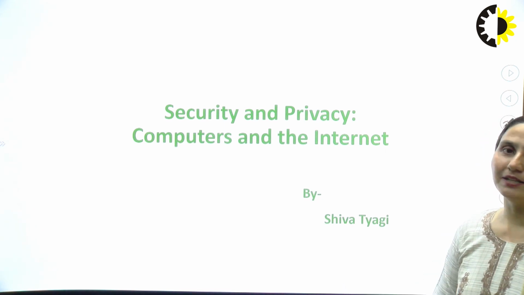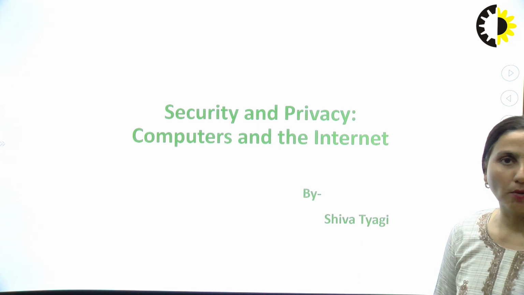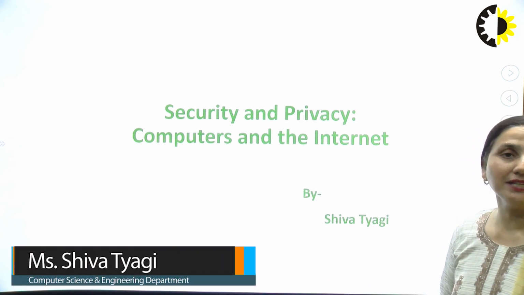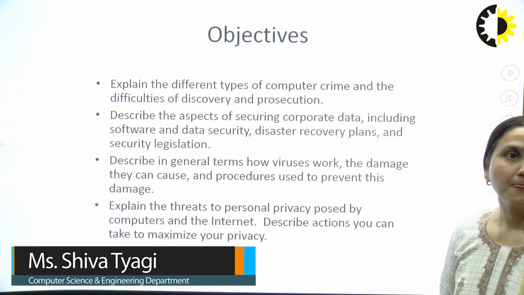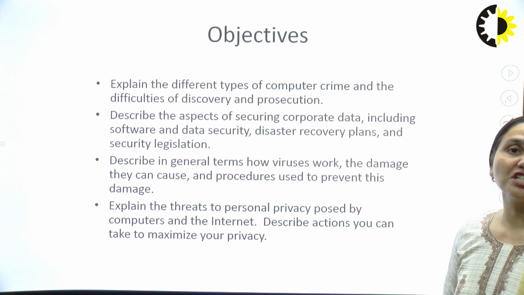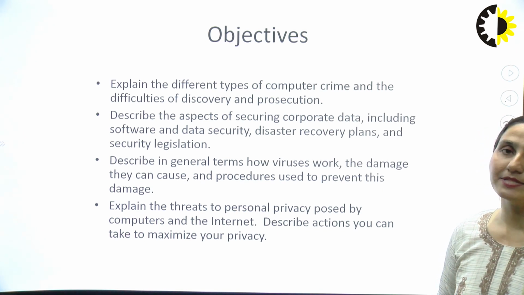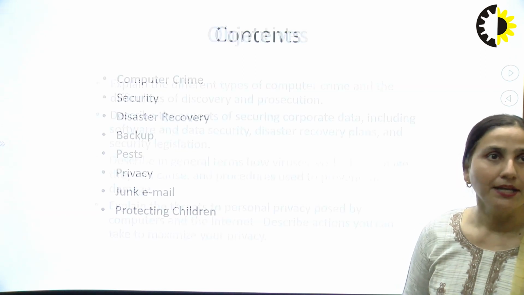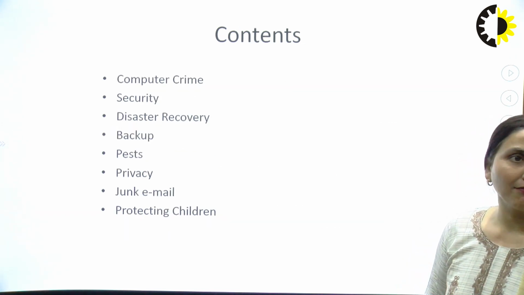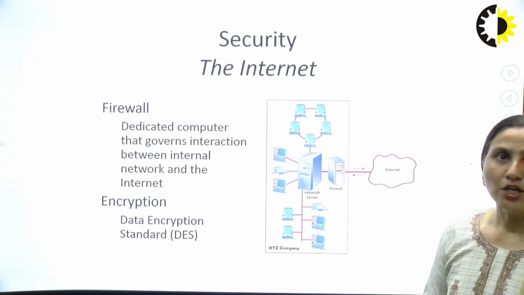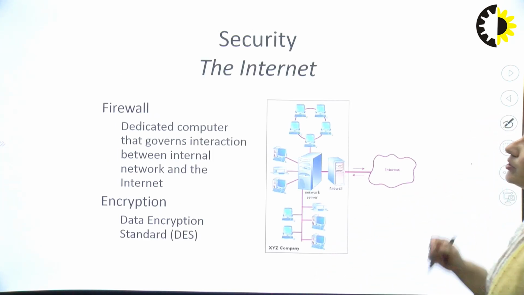Though I have covered one previous lecture on this topic, there are some important issues which were left behind, so I'm going to cover the rest of the topics. Objectives we have already gone through: what is the objective of security and privacy, and why we want security in the system that we are dealing with. Contents also I have covered a few, and a few are still left, which I'm going to cover now. So students, let's discuss security.